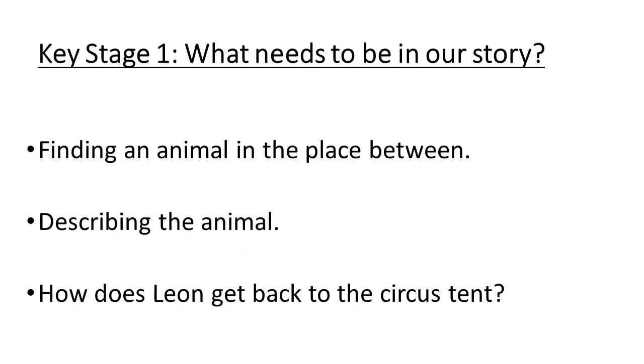Key Stage 1. Here's just a reminder of what needs to be in your story. Remember, you're finding an animal in the place between. You need to describe that animal using your expanded noun phrases. And think about, how does Leon get back to the circus tent?